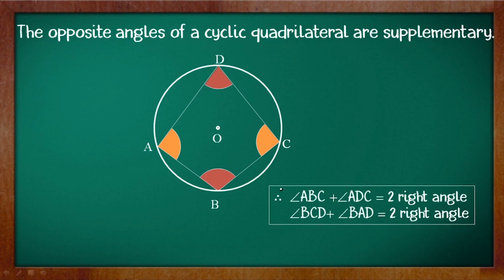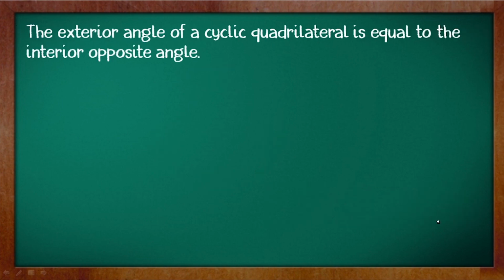So we have angle ABC plus angle ADC, that is this angle here, will be equal to two right angles. The sum will be equal to two right angles. And BCD, that is this angle, and BAD, that is this angle here, will again sum to two right angles. So this is what the statement of this theorem says. Let's see the next theorem that we will be using.